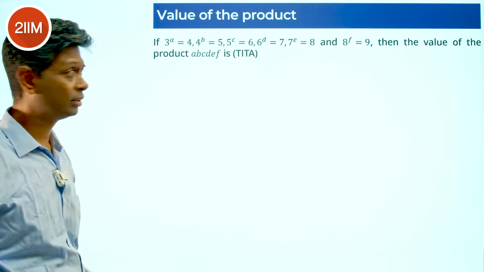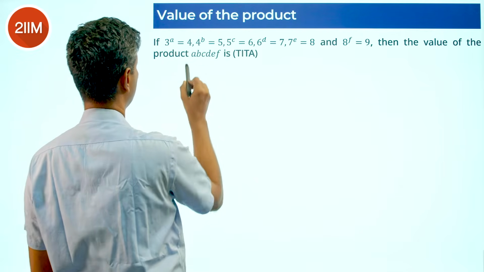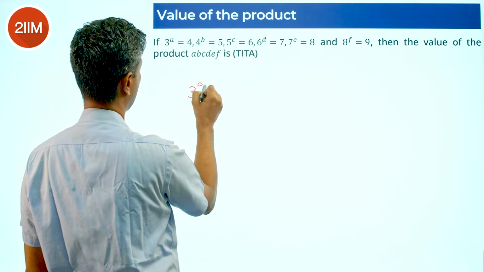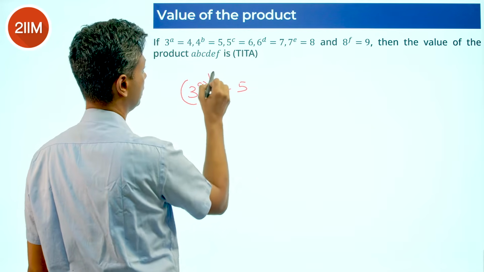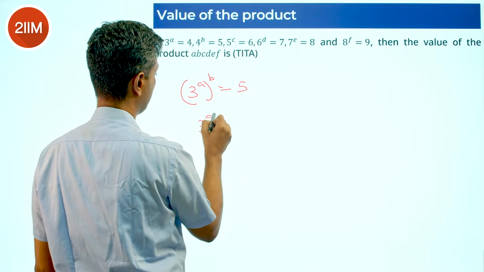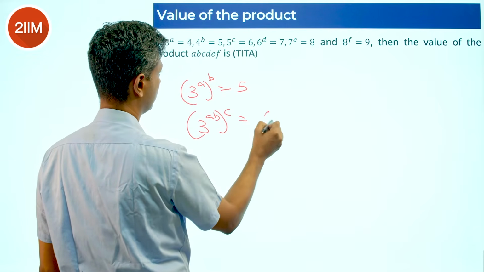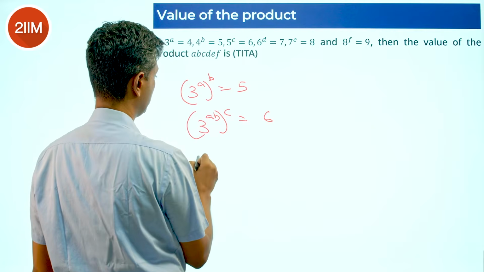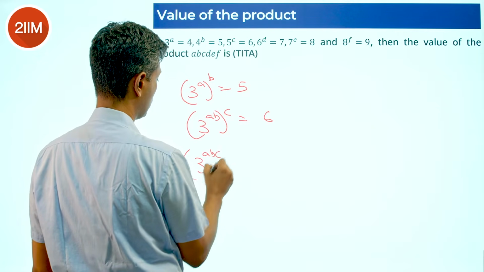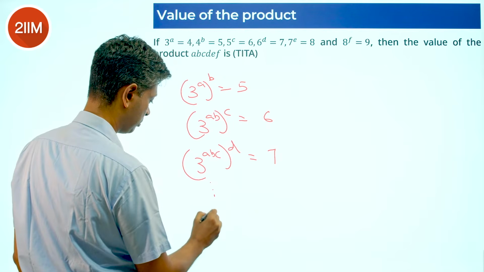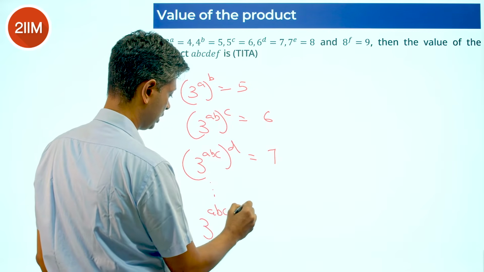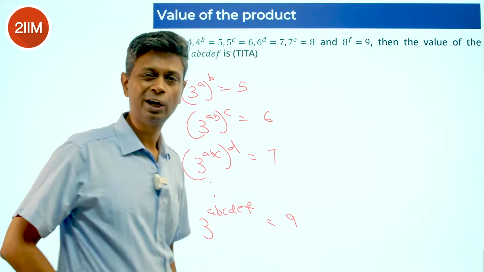The other way of doing this is take 4 as 3 power a. So 3 power a whole power b is 5. This is 3 power ab. Substitute that there. 3 power ab whole power c is 6. Substitute that there. 3 power abc whole power d is 7. 3 power a, b, c, d, e, f is 9. 2.